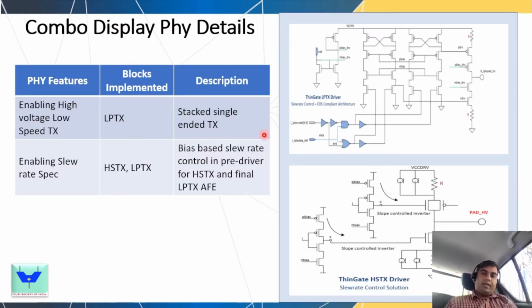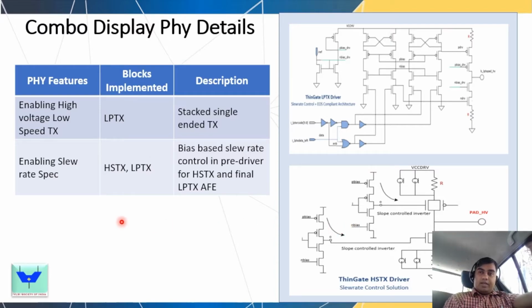The other two enablers were how do we do the low power transmitter also with a thin gate, and here also we used a stacked structure. The middle ones are connected to the data, and as we need to do a slow ramp, the top and the bottom of the driver are connected through this bias overdrive circuit to achieve the slow slopes required for our LP mode of operation.